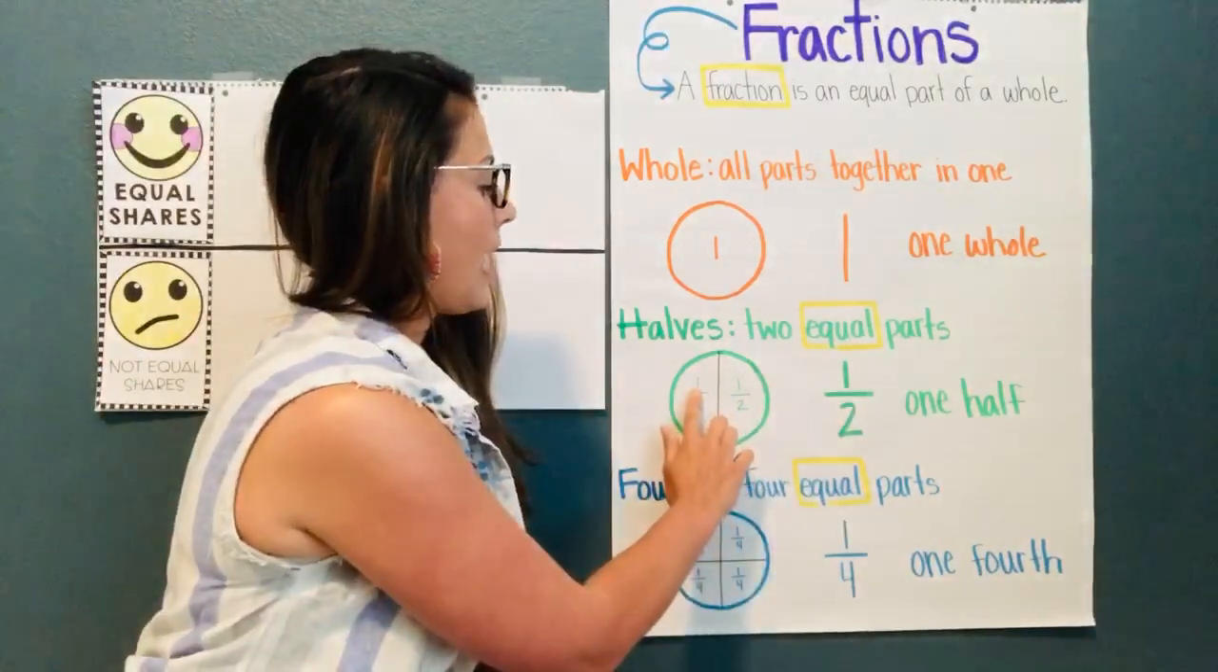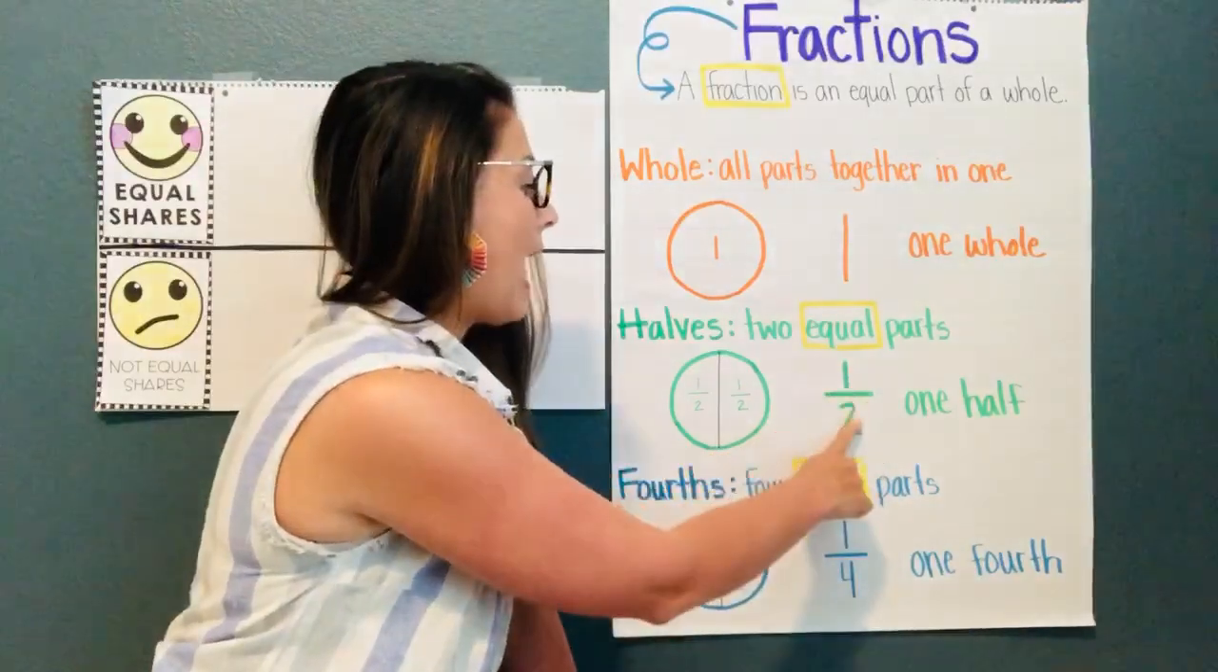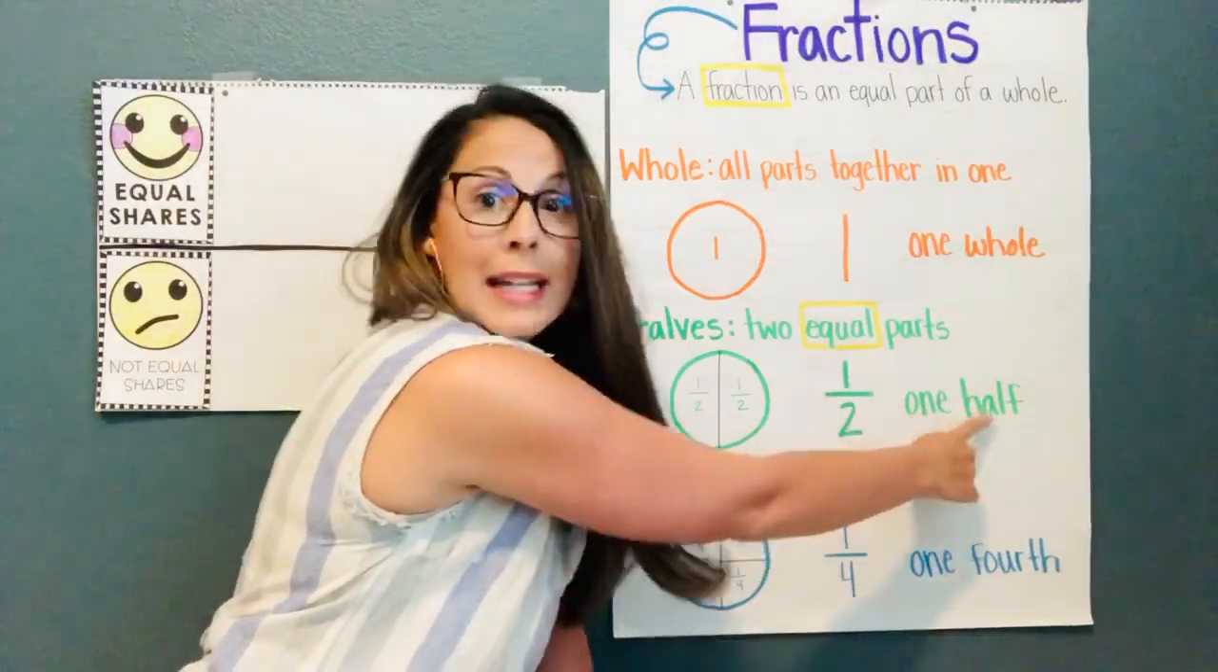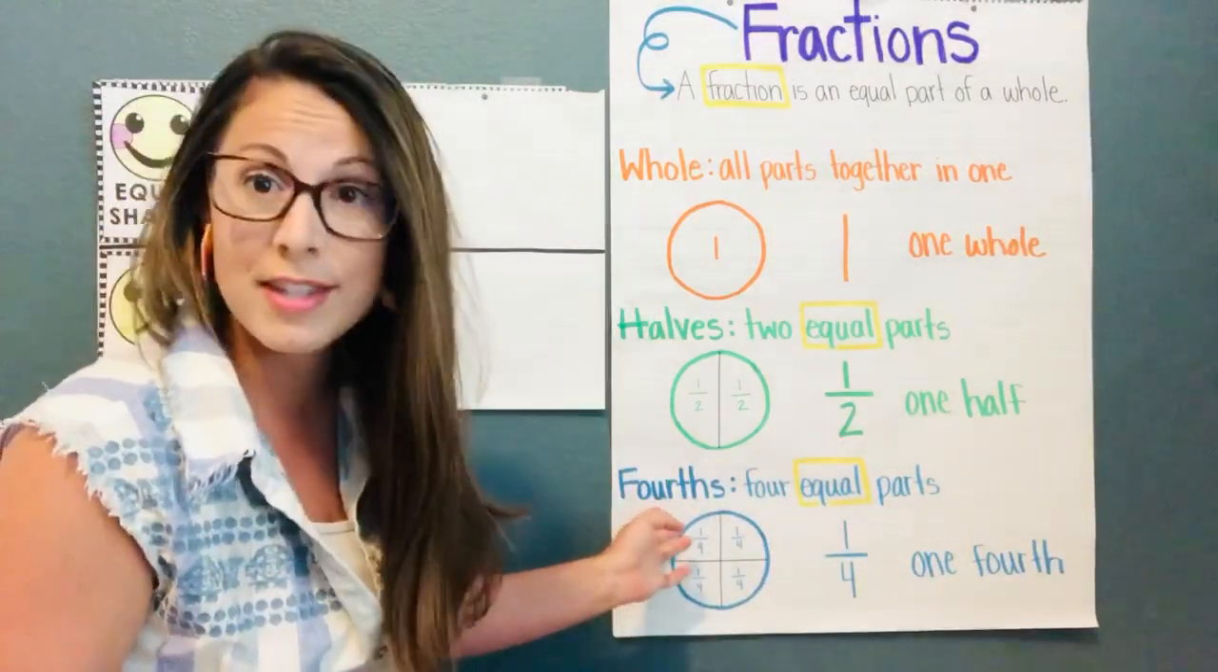So you can say 1/2, or you can say, this is the number form, the numeric form, 1/2, or the word form, one half.